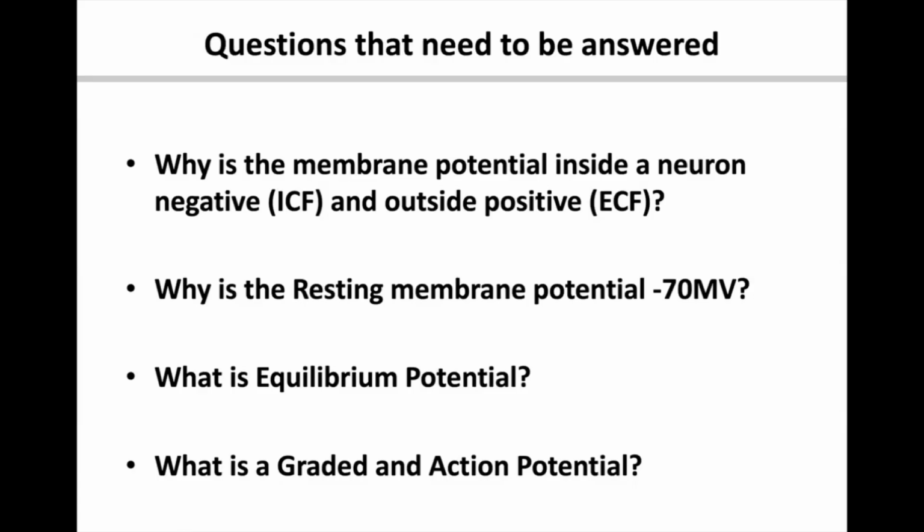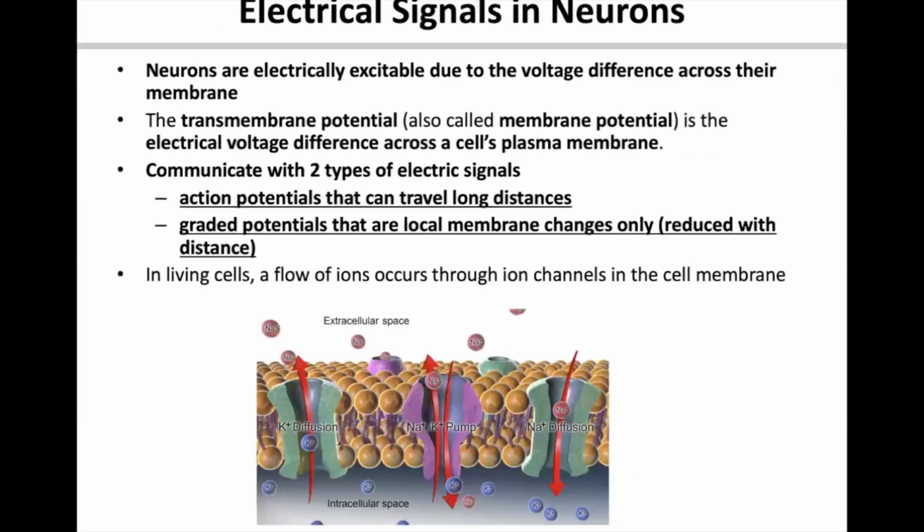We'll start with the first one, which is, of course, what is membrane potential. And once we know the membrane potential, why is the inside of the membrane negative and outside positive? As we all know, neurons are electrically excitable. That's a characteristic of a neuron. The membranes are electrically excitable due to a voltage difference. What I mean by voltage difference is that there is a difference in the distribution of ions across the membrane.